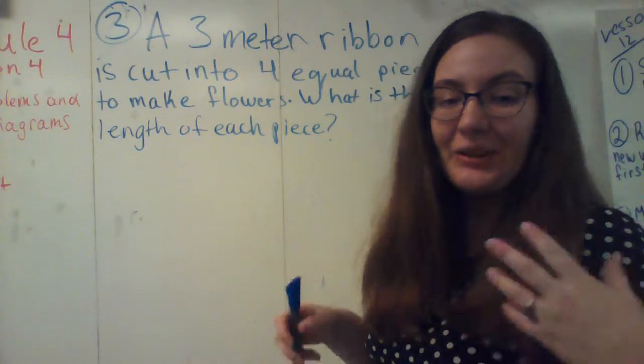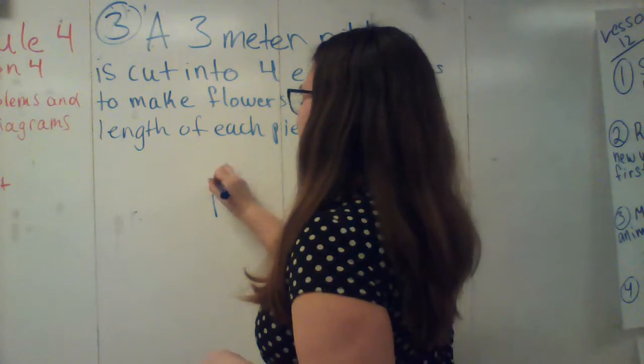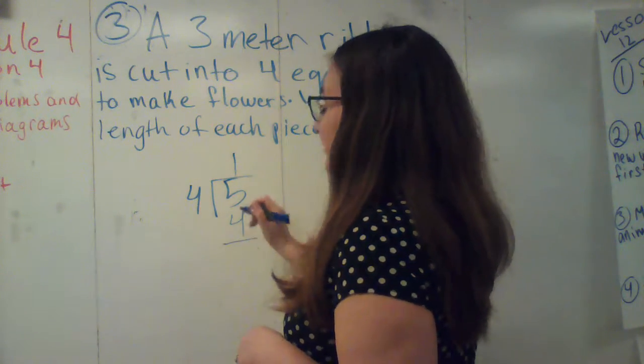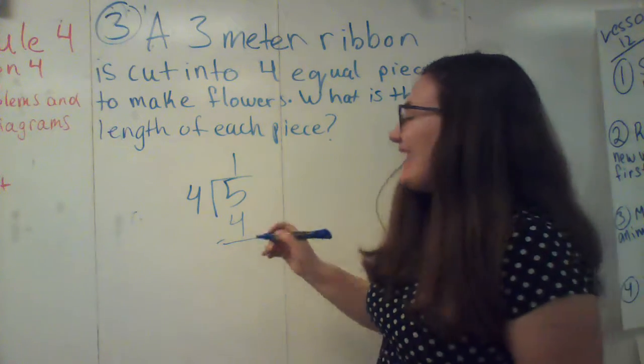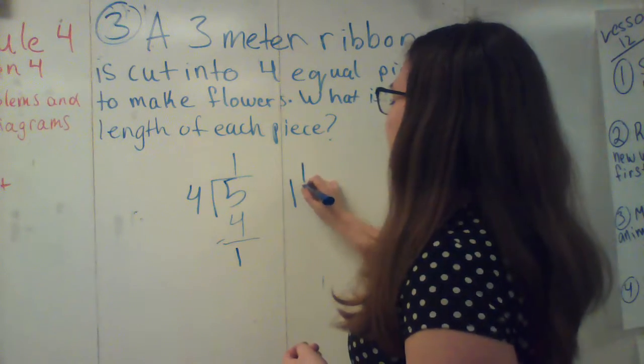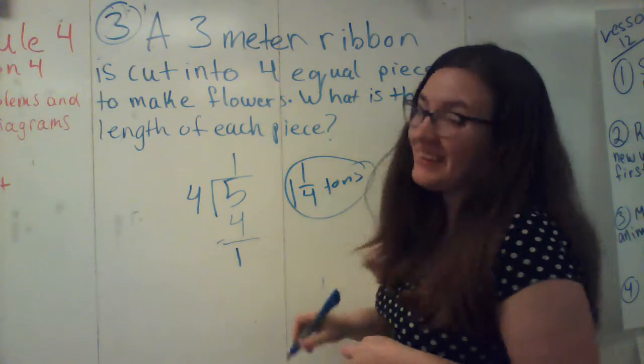Hi, fifth grade. So the previous problem, I made a little bit of an oops. If I have 5 divided by 4, 4 goes into 5 one time, that would be 1 right there. 5 minus 4 is definitely not 3. That is definitely 1. So my final answer is 1 1/4 tons. So that should be my final answer.